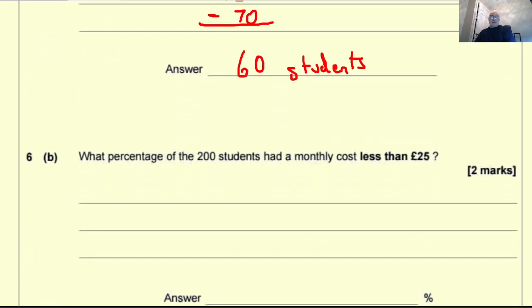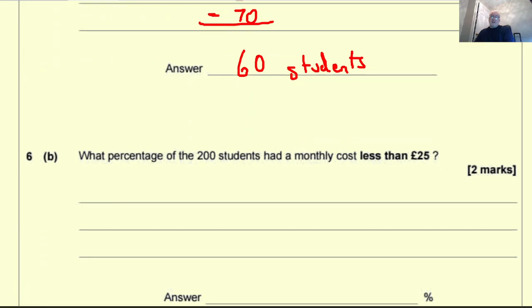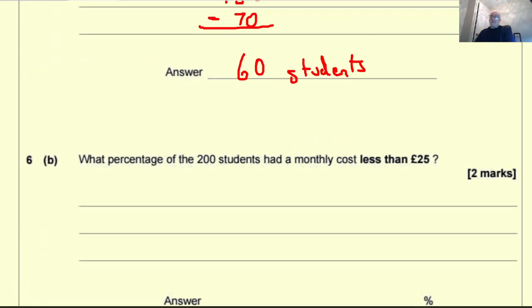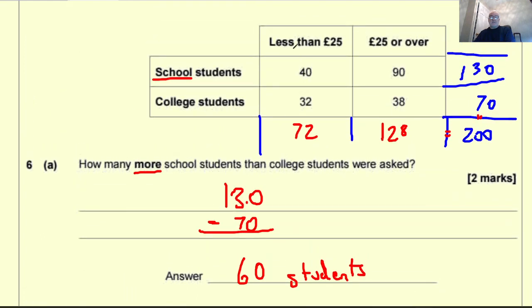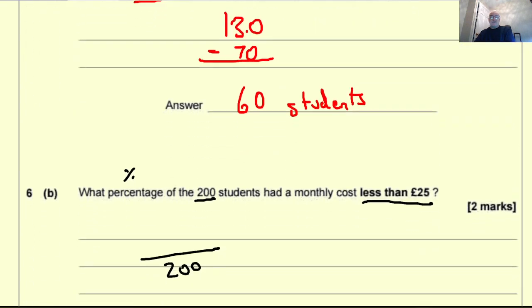Second question, what percentage of the 200 students had a monthly cost less than £25? Well, here's that 200. So of the 200 students, what percentage? So we want it in a percent and less than £25. So let's have a look. Less than £25 is this first one here, which is the 72. So that's the value I'm going to use, 72 over 200.